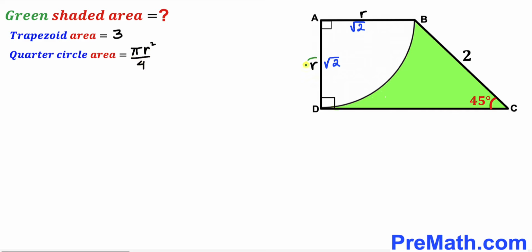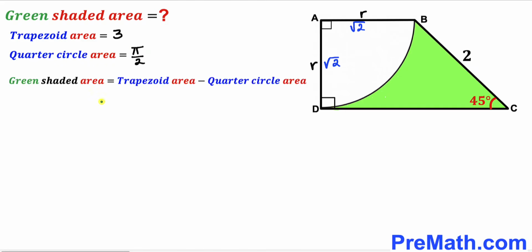And our lowercase r radius is square root of 2. So I'm going to substitute that value over here. So therefore I can write pi divided by 4 times the square root of 2 whole square. And we know this square root of 2 whole square is simply 2. So therefore we end up with 2 pi divided by 4. And if we reduce that, that is going to give us pi divided by 2 square units.